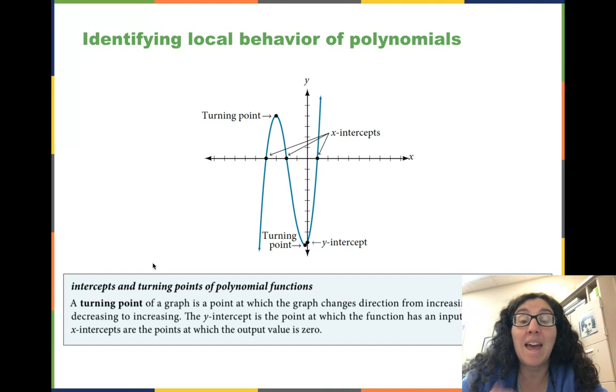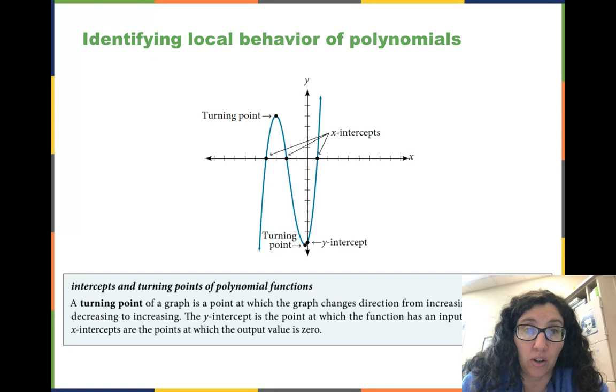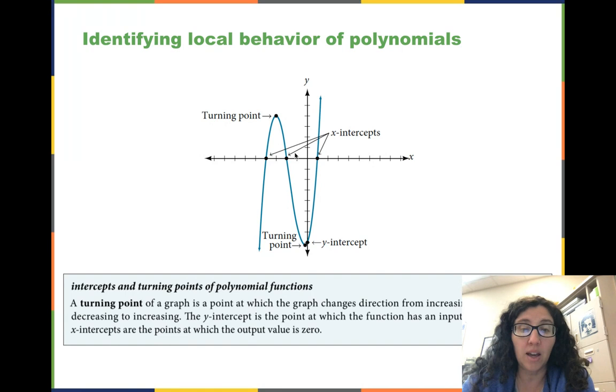Okay, so that's end behavior right at the end, but we also sometimes care about what happens in close, right in the middle of the function. So we call that local behavior. So here are the things we care about: intercepts, like x-intercepts, y-intercepts, and these things called turning points. A turning point is a point at which the graph changes from increasing to decreasing or decreasing to increasing. And the y-intercept is where it crosses the y-axis, and the input value is 0. And the x-intercepts are where the output value is 0. We've talked about x-intercepts and y-intercepts before. Okay, so turning points might be the new idea a little bit.